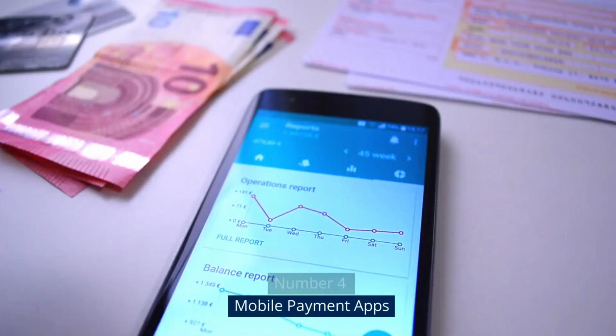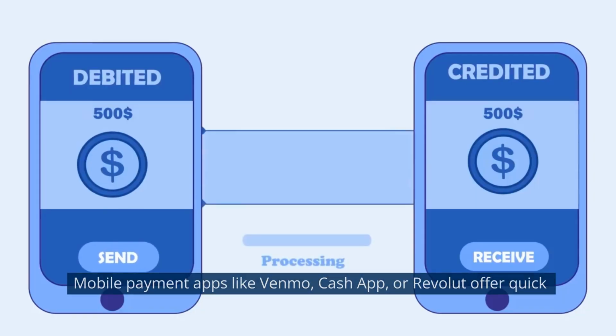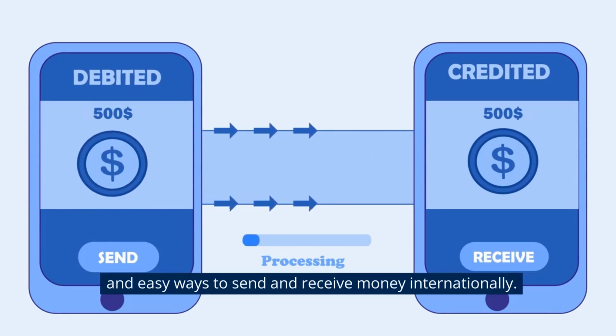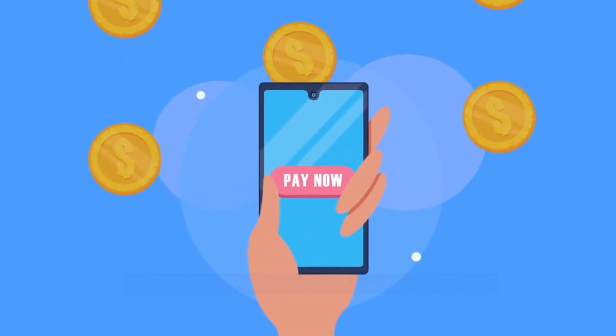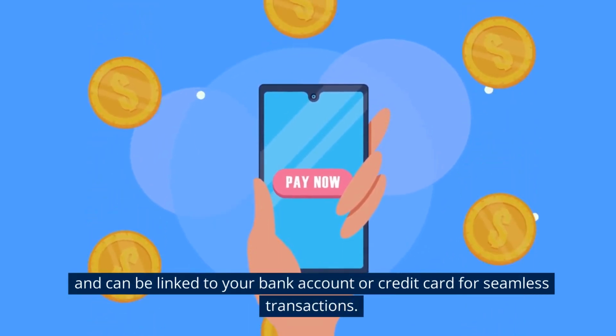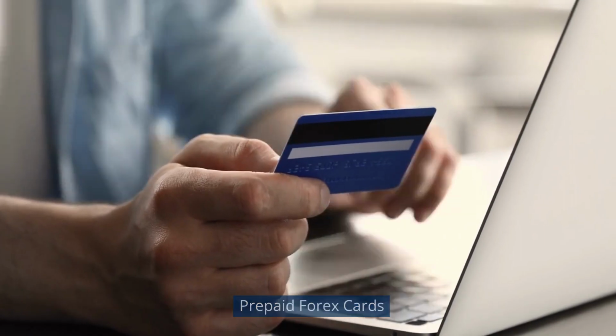Number 4. Mobile payment apps. Mobile payment apps like Venmo, Cash App, or Revolut offer quick and easy ways to send and receive money internationally. These apps often have competitive exchange rates and can be linked to your bank account or credit card for seamless transactions.